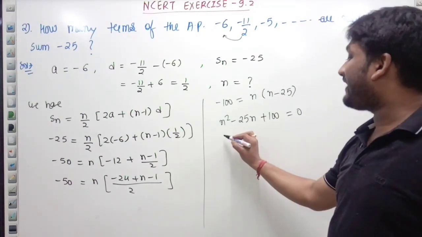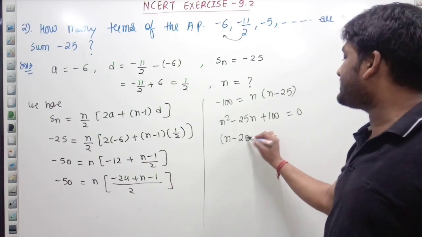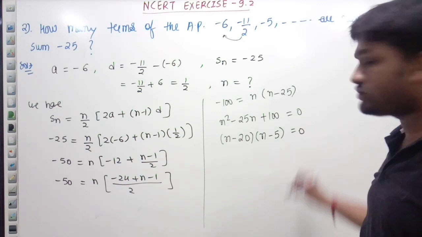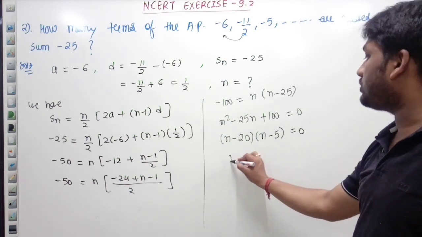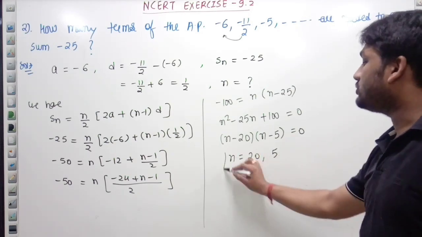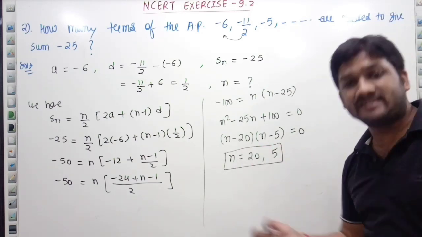Now I will be factorizing it. I will get n minus 20 and n minus 5 is equal to 0. So the value of n is equal to what? 20, and from this I will be getting 5. So we are getting two answers.